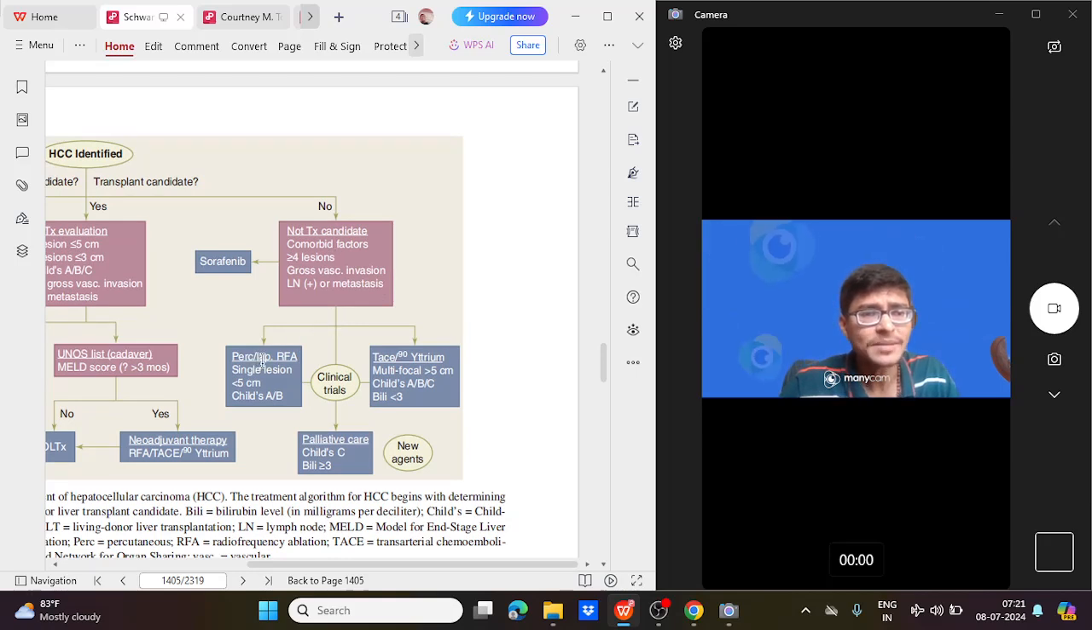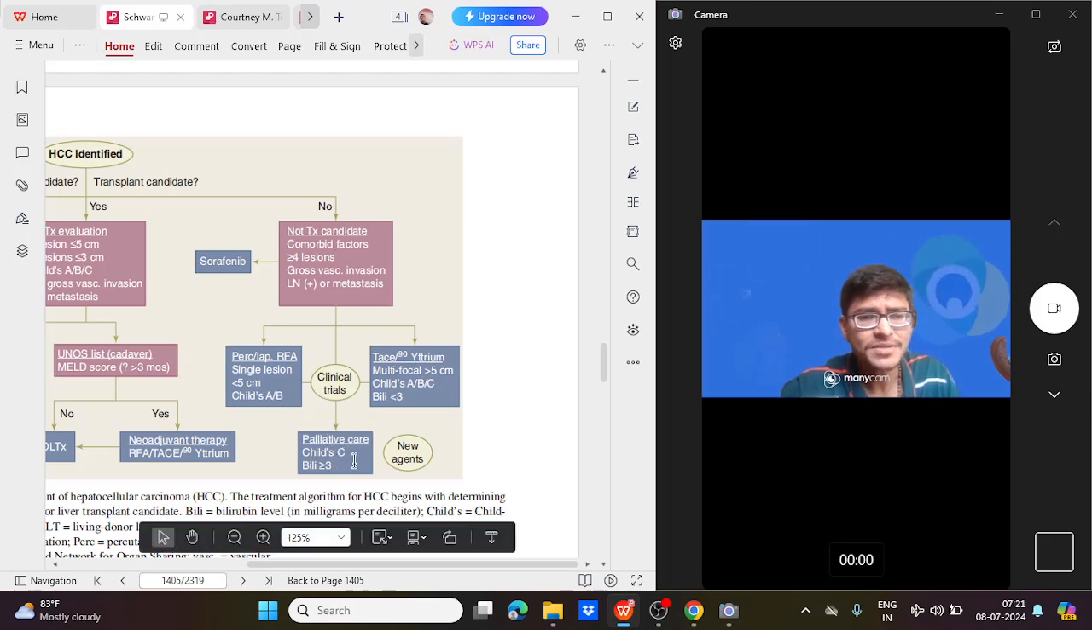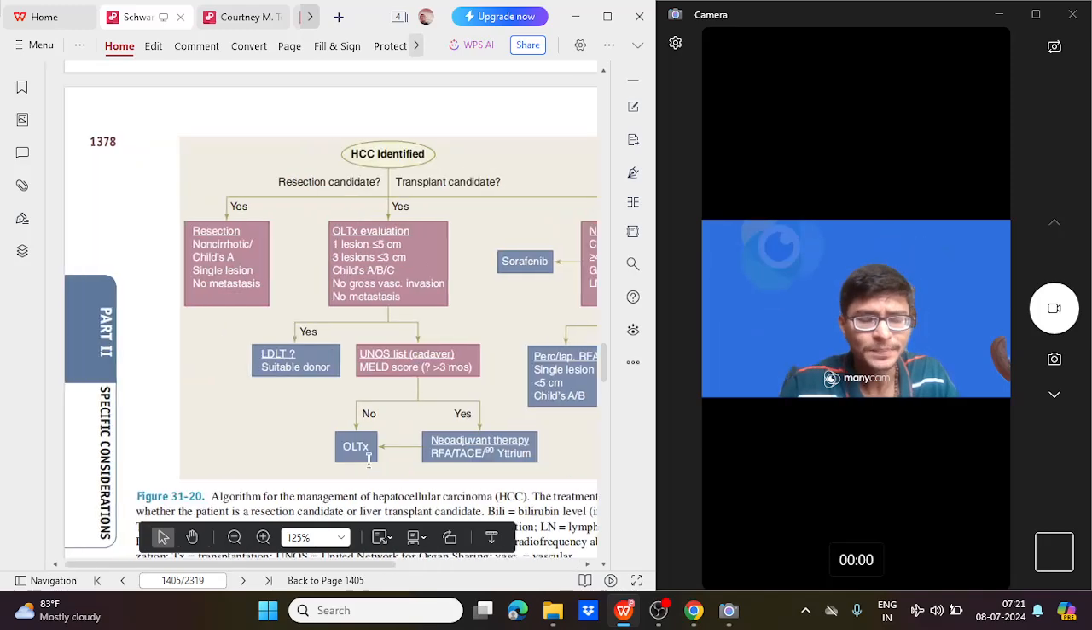Then we'll go ahead if needed with percutaneous or laparoscopic radiofrequency ablation for case of single lesion less than 5 centimeter, Child A or B, but we need clinical trials on this, and if they are going, then we have chemoembolization, that is TACE, transarterial chemoembolization. Then we have yttrium internal radiotherapy for multifocal more than 5 centimeter, Child ABC, bilirubin less than 3. Then we have new agents, that is the palliative care for patients with Child C and bilirubin more than 3.